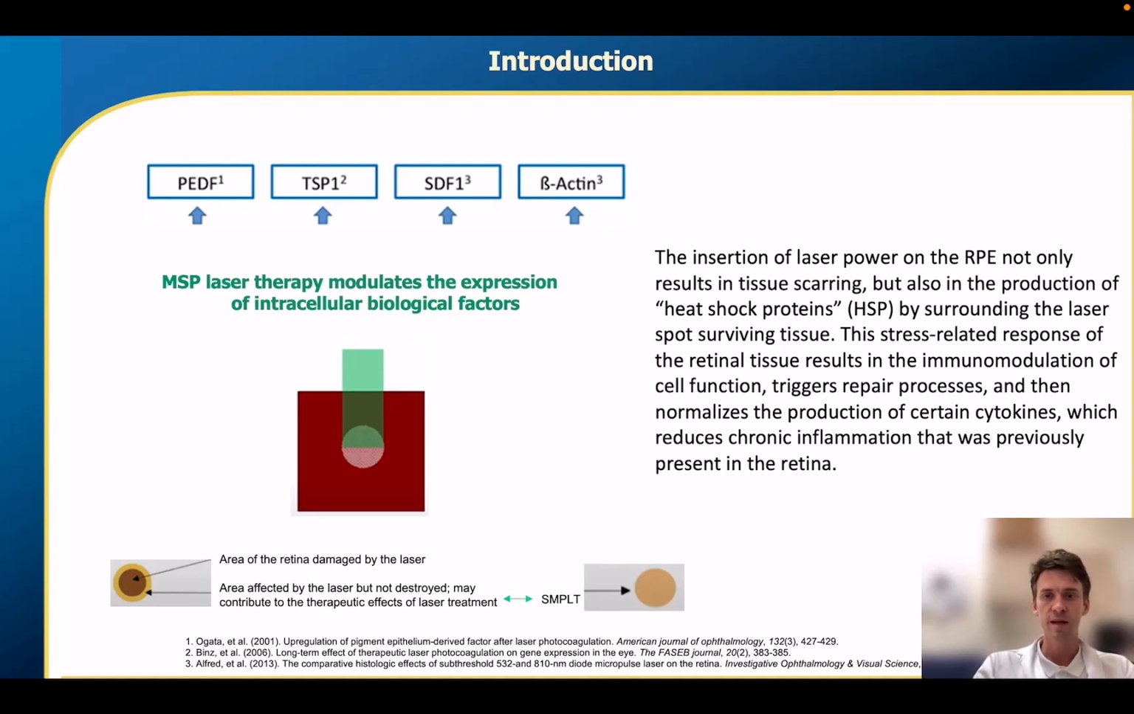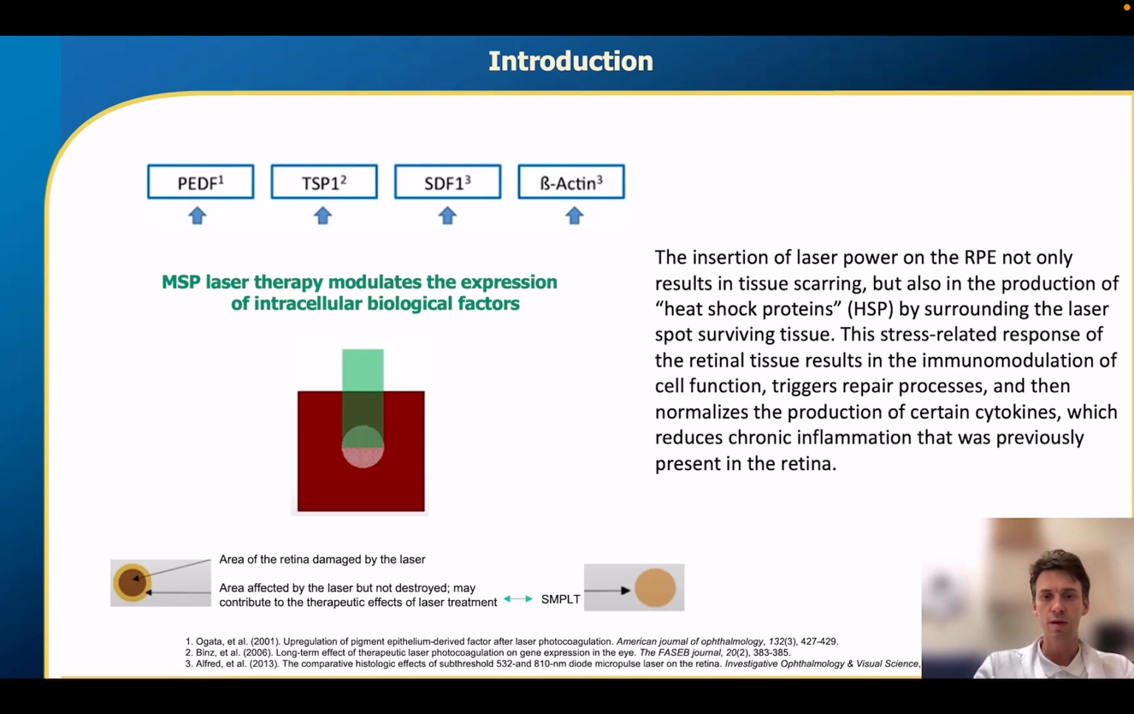The application of laser power on the RPE not only results in tissue scarring, but also in the production of heat shock proteins by the surviving tissue surrounding the laser spot. This stress-related response of the retinal tissue results in the immunomodulation of cell function, triggers repair processes, and then normalizes the production of certain cytokines, which reduce chronic inflammation that was previously present in the retina.